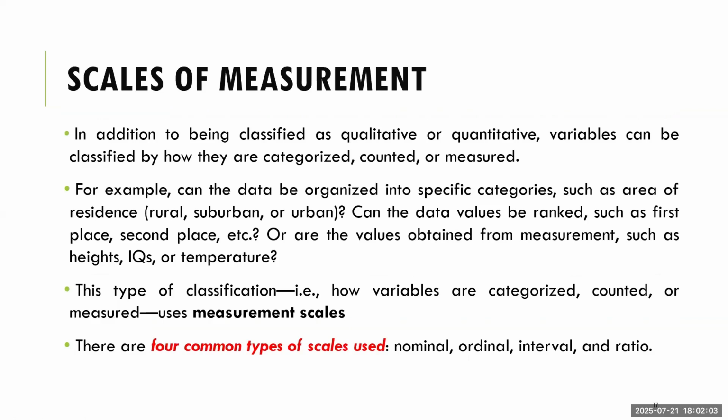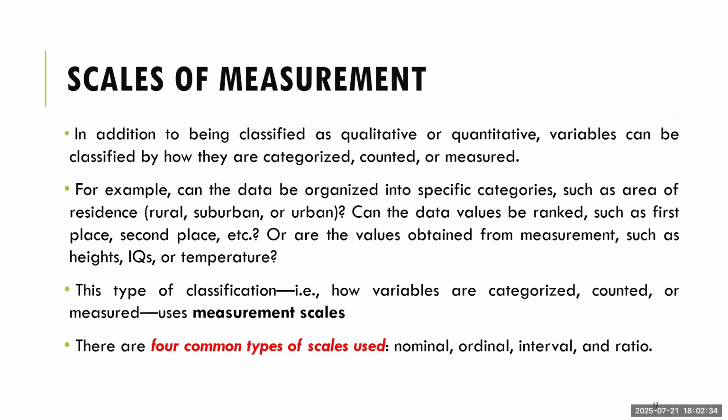So let's look at the scales of measurement. Variables can be classified, in addition to whether they are qualitative or quantitative, by how they are categorized, counted, or measured. For example, can the data be organized into specific categories? Can the data be ranked? There are many questions that we ask ourselves.